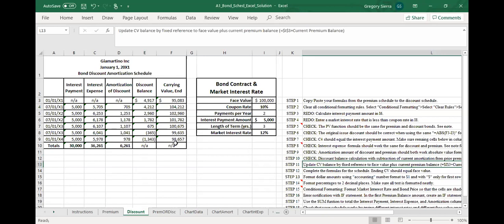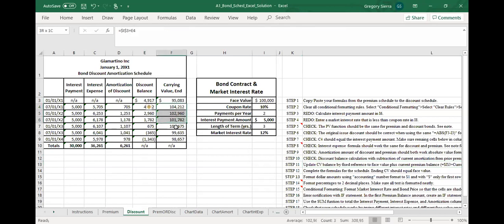Update the carrying value amount. So this is what's not working. Okay, this is a discount bond, so nowhere should this be over 100,000. It's going to approach 100,000 from below. So this is wrong. So what's wrong with it? This says take the face value and add that balance. Well, with a discount, you subtract it. And we'll copy this all the way down. It's working.